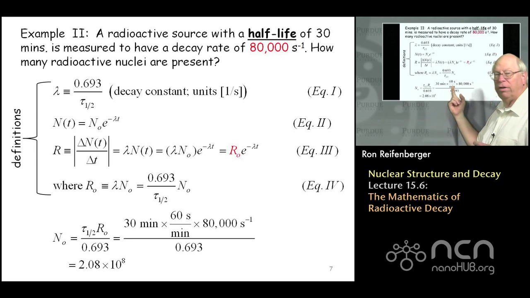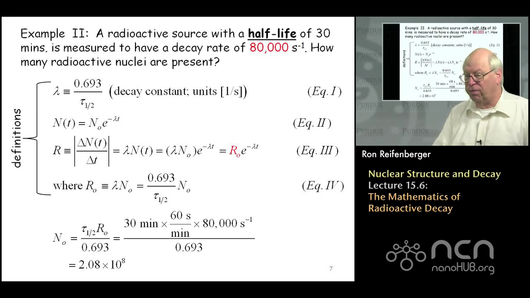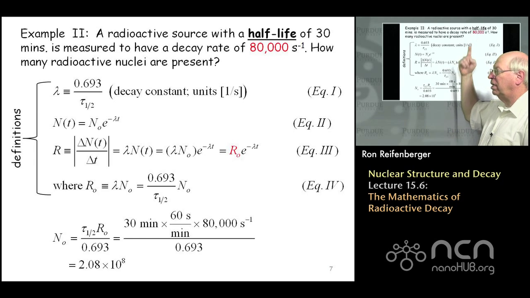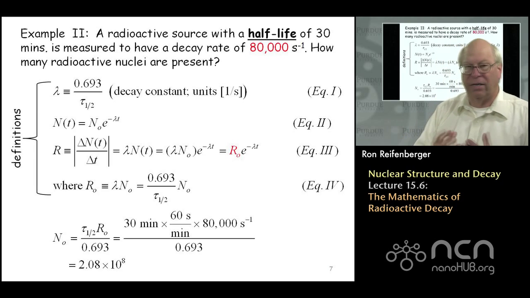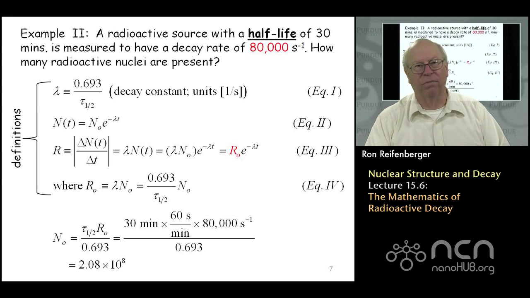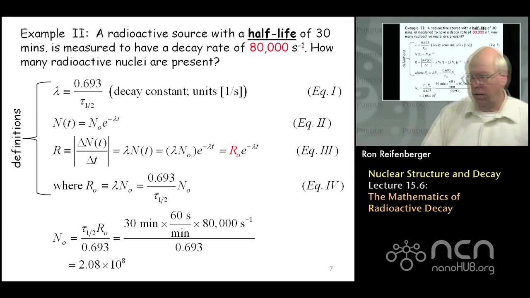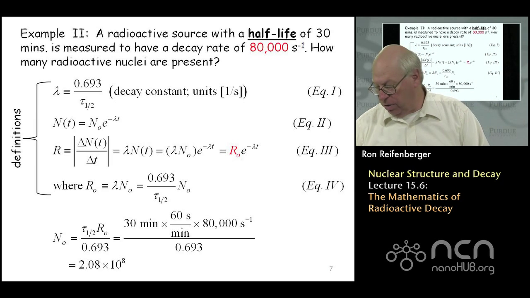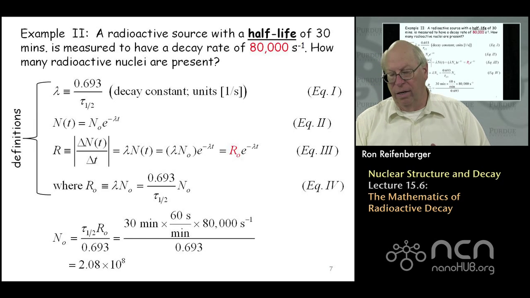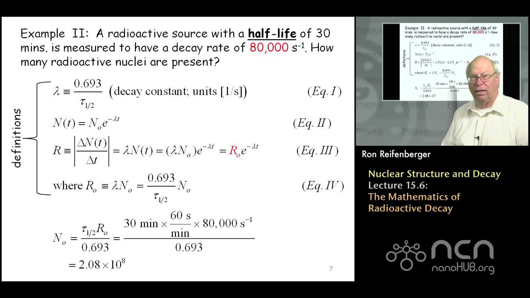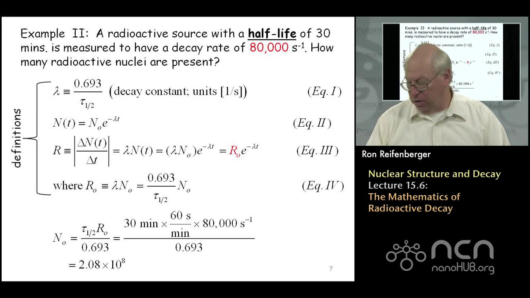You've got to do some conversion of units. You have to be careful about that. But the arithmetic is really simple, and what you find is about 2 times 10 to the 8th radioactive nuclei present at this point in time to produce this decay rate of 80,000 per second. So you can actually estimate how many radioactive nuclei are in a sample just by measuring the decay rate very carefully. That's another example of how you would use these equations. And there are only 3 or 4 equations that you need to know. They're pretty self-contained, so the arithmetic in this is pretty straightforward, I think.